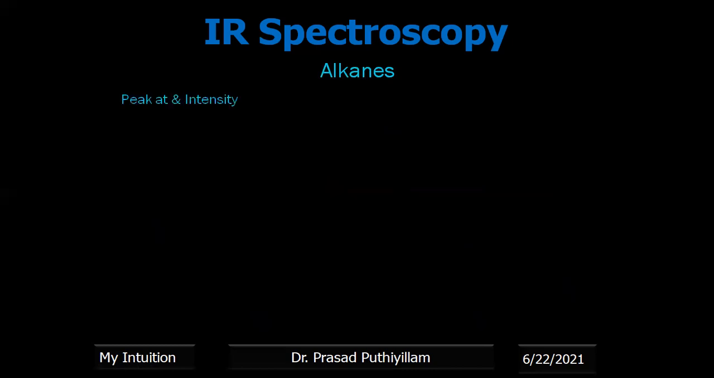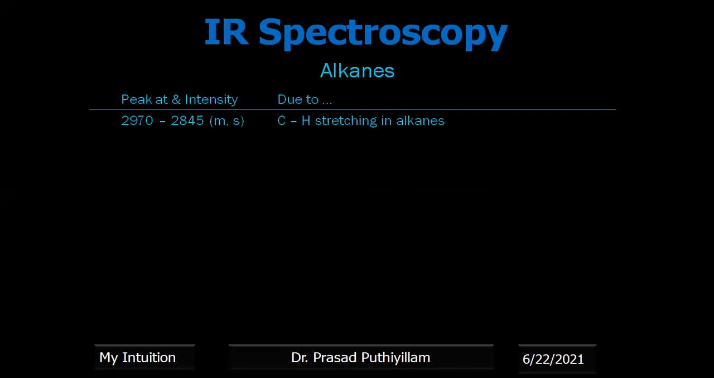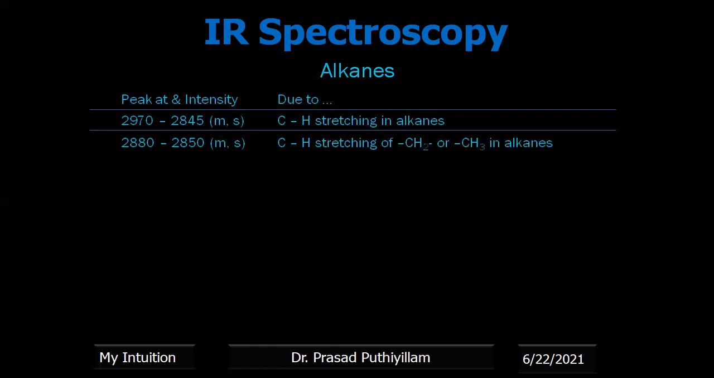So I'll give some of the values analyzed for different alkanes, or in general. Not a particular alkane I'm giving. In general, alkanes give different peaks of medium to strong intensity in the range of 2970 to 2845. If it is there, it is due to CH stretching in alkanes. It may be medium, it may be strong, depending upon the alkane or the other substituents present. The 2880 to 2850 observed CH stretching vibrations are due to CH2 methylene CH stretching or methyl group CH stretching.